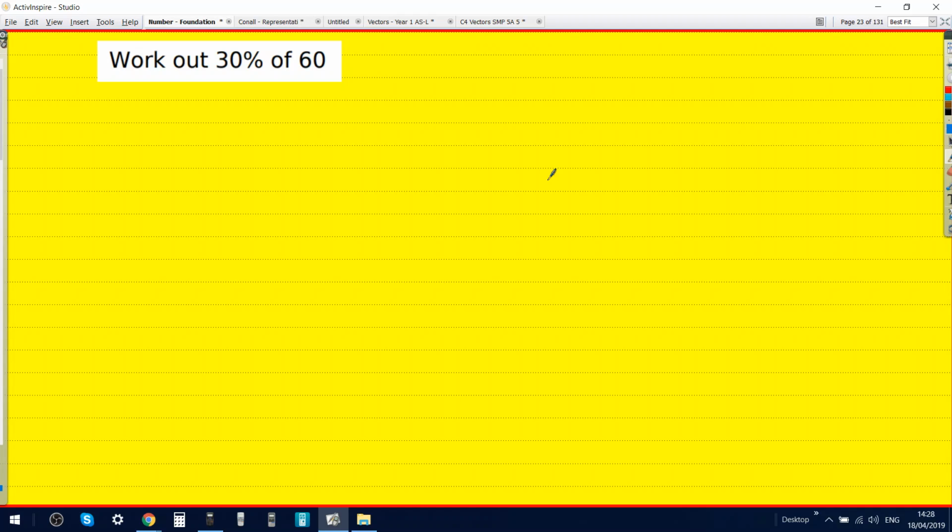30% would be 30 over 100. Correct. And make your life simpler, simplify it. They're both in the 10 times table. So it'd be 3 over 10. Yeah, 3/10. So 30% of 60 is equal to 3/10 of 60.